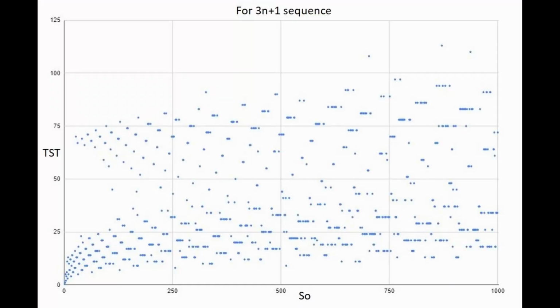Now here is a graph of S0 versus the total stopping time for S0 equals 1 to 1000. You can see there's a degree of organization. It looks more organized if you take the log of S0, but even though individual TST values may be chaotic, the overall pattern is not chaotic, it's more organized.